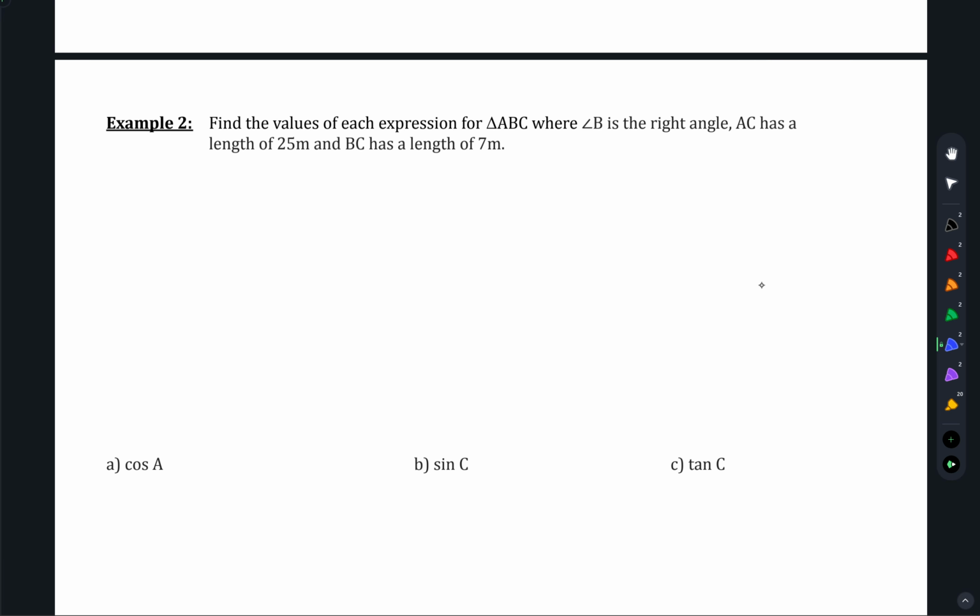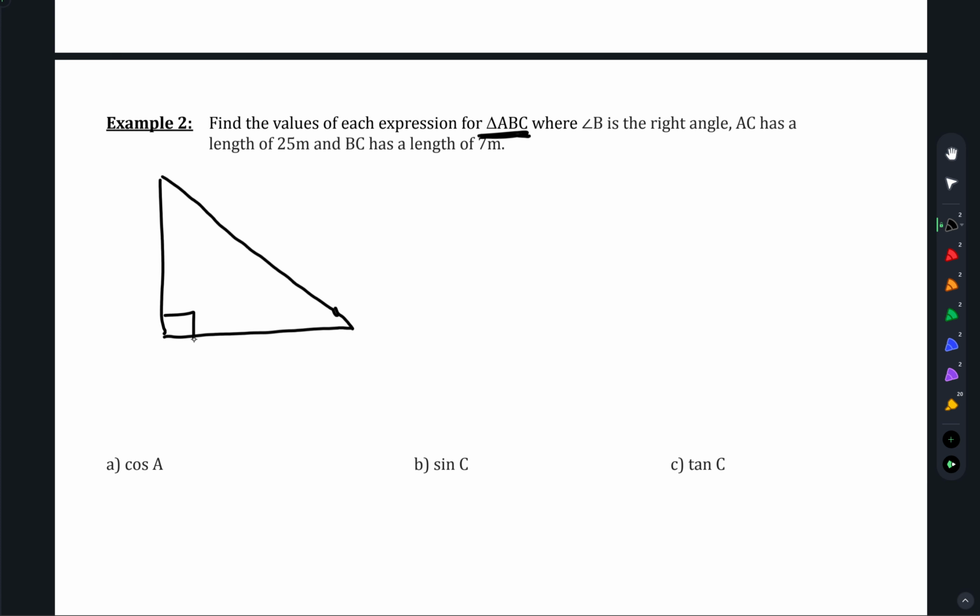So in this example, find the values of each expression for triangle ABC, where angle B is the right angle, AC has a length of 25 meters, and BC has a length of 7 meters. The first thing we're going to do is draw a right triangle. So everybody with me right here, draw a nice right triangle. That's triangle ABC. I know it's a right triangle. I'm making that angle a right angle.